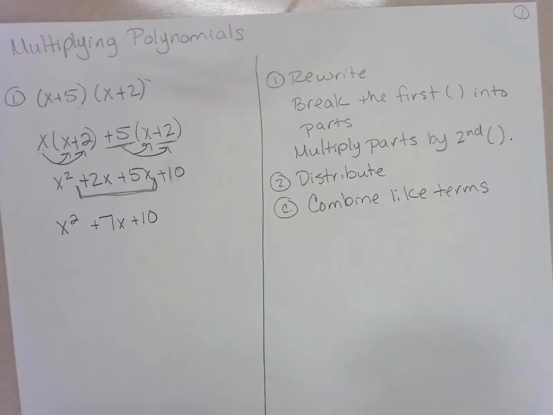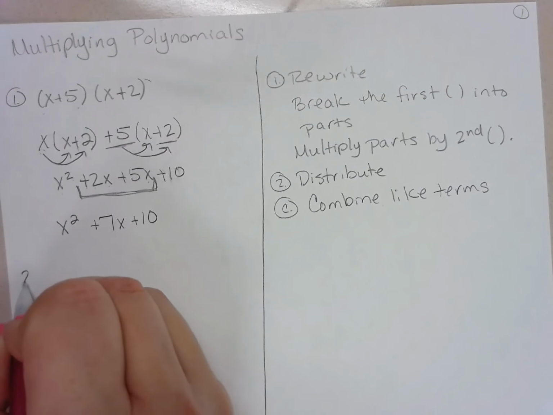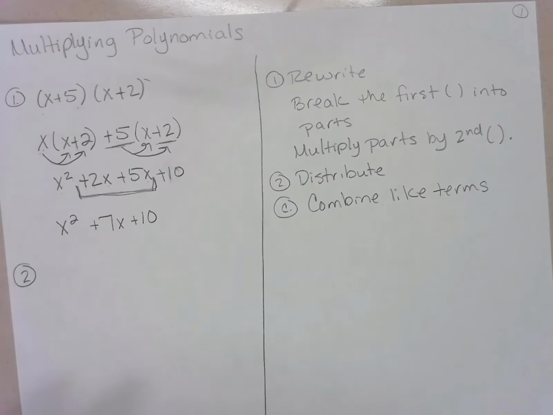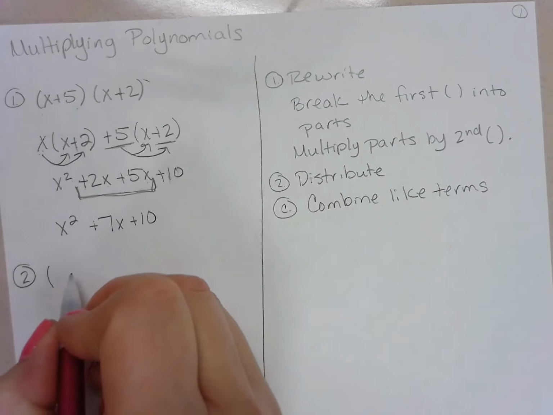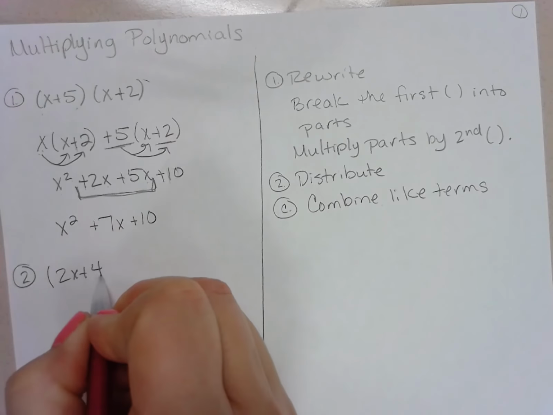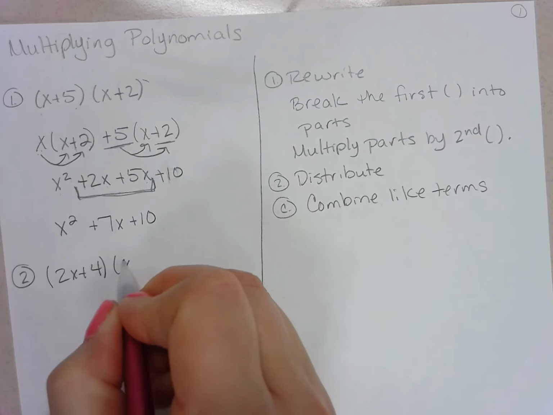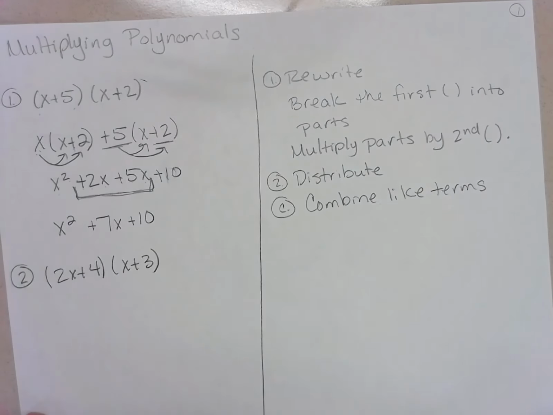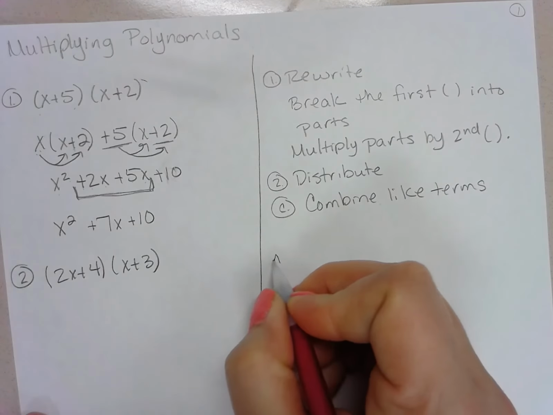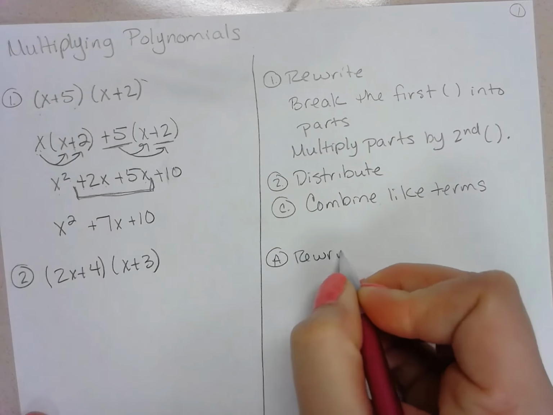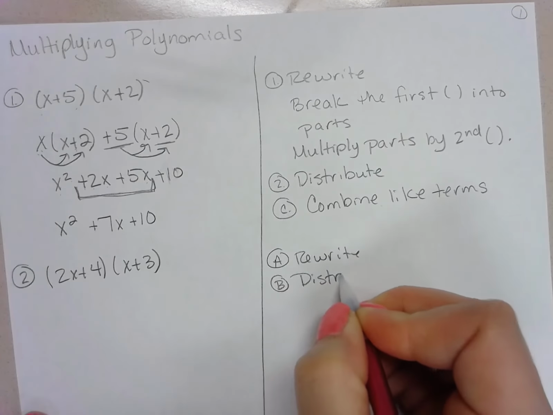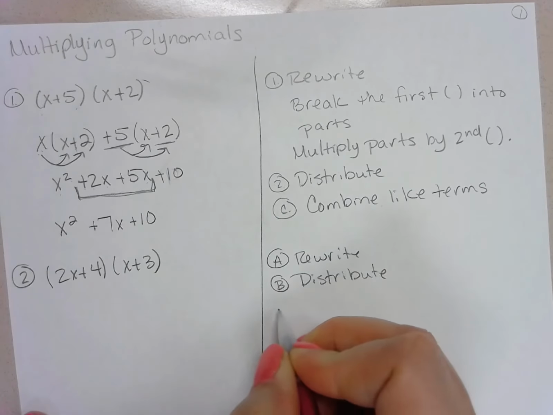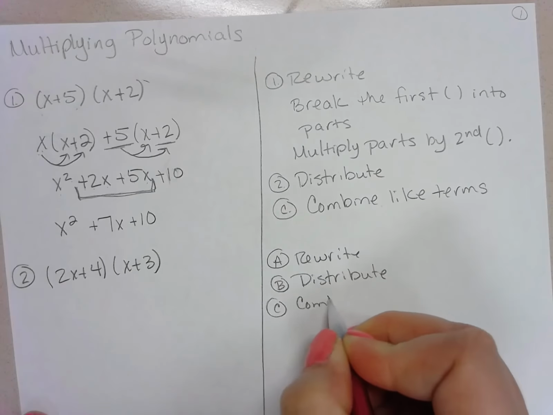So you're going to get big, long answers like that you don't really like, and you feel like they're not correct, but they are correct. So trust yourself and your ability to do the math. The next problem is 2x plus 4 times x plus 3. So we're going to rewrite, we're going to distribute, and we're going to combine like terms.